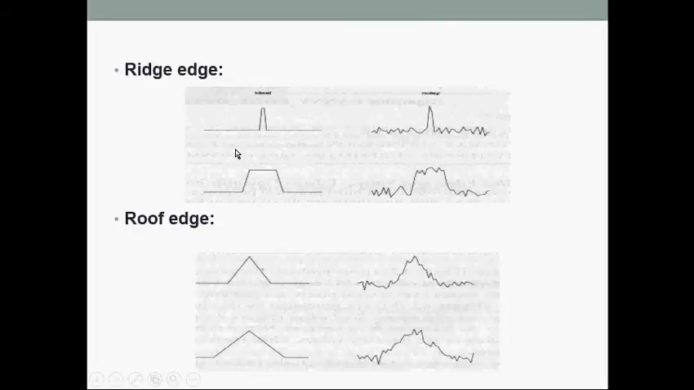In a ridge edge, the change is abrupt, but after an interval of time, it will return to its original position. This is an interval of time in this, and this is an interval of time in this. In a roof edge, the change is not abrupt, but over a significant interval of time, and it returns again to its starting point. If an image contains noise, it will look like this.